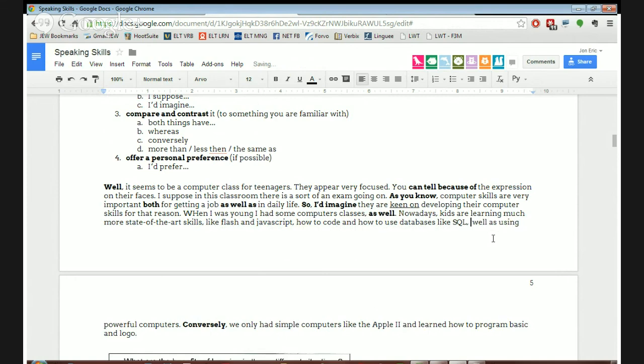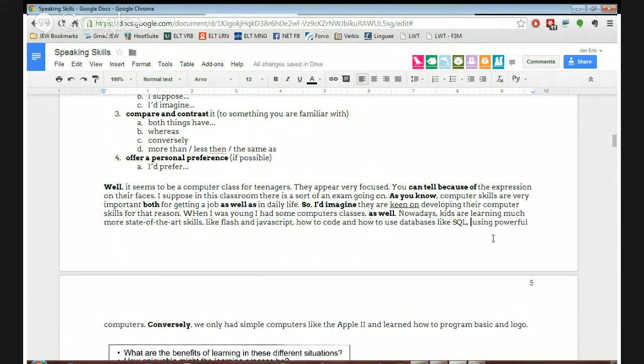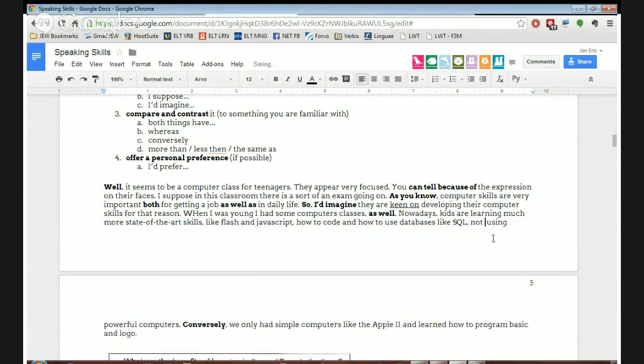And then we don't want to keep saying "as well as," so I'm going to add a new connector. Not to mention using really powerful computers. Conversely, we only had simple computers like the Apple II and learned how to program simple things like BASIC. Basic is a computer language. It's a name of computer language, like C.